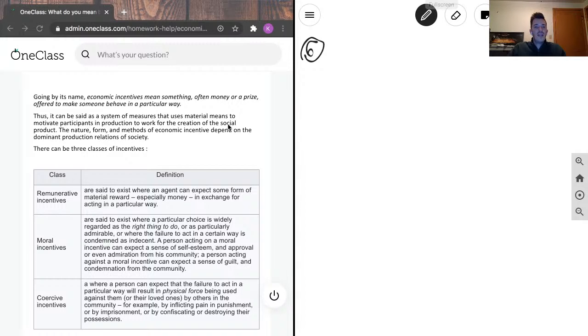And coercive incentives, where a person can expect the failure to act in a particular way to result in physical force being used against them by others in the community, for example, by inflicting pain and punishment, or by imprisonment, or by confiscating or destroying their possessions.